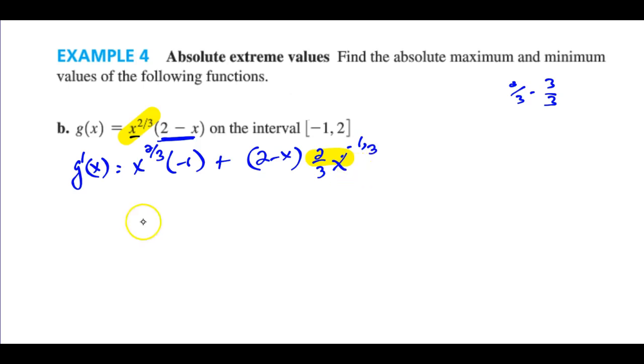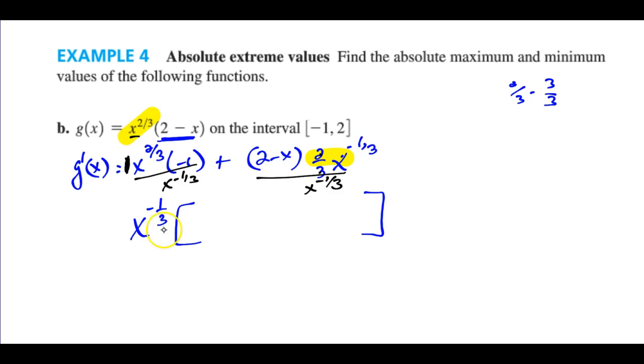I'm going to try to factor out the smallest exponent, negative 1/3, which literally means I'm just going to divide each term by x to the negative 1/3, and so I have a 2/3 out there. I'm wondering if I could pull out a 2/3 as well. I guess it doesn't really matter. That'll create a fraction here. So I'm just going to do the x.